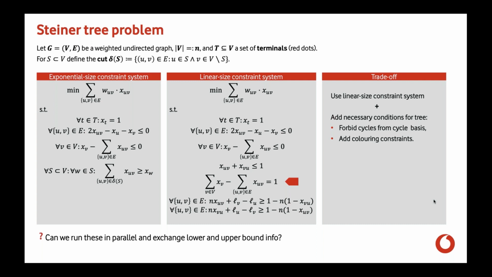Also, the size of the vertex set is abbreviated as N. And in the vertex set, we have a subset T of so-called terminals, which correspond to the red dots in the example on the last slide. So those are, in our case, the potential customers to be connected.